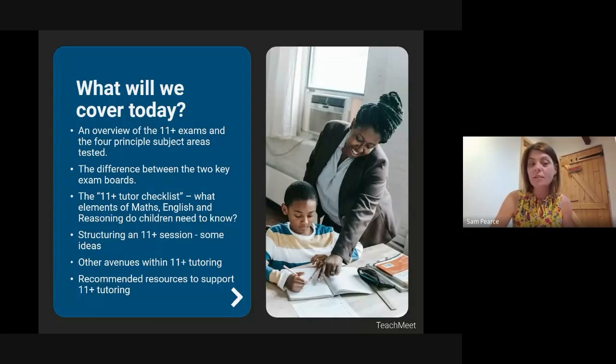And to finish that part of the session this evening, we're going to have a quick look at how to structure an 11+ tutoring session, some ideas, and it'd be really good to have some other people's feedback at that point through the chat if you've got some ideas or any questions around structuring 11+ tutoring sessions. And then to close our session this evening, we're going to have a look at some of the wraparound bits of 11+ tutoring, some of the other things that tutors can offer to support students who are going through that 11+ tutoring journey. And we will finish with a quick look at some of our recommended resources that can support tutors.